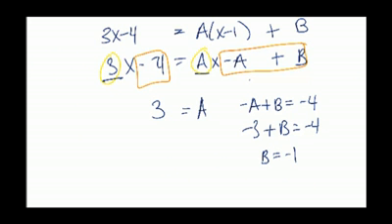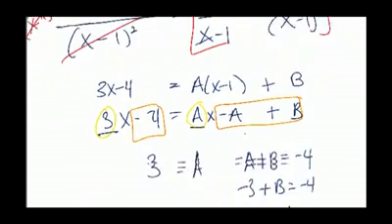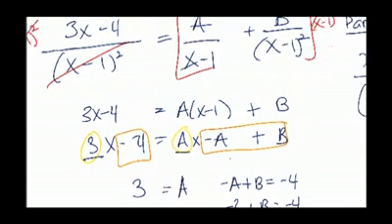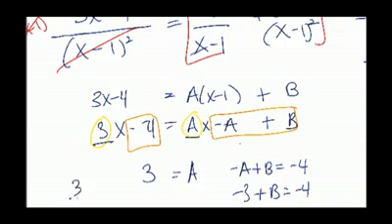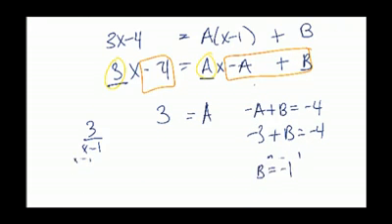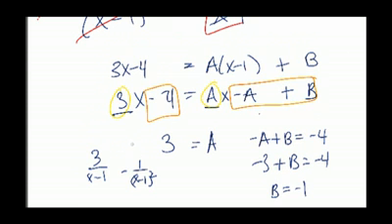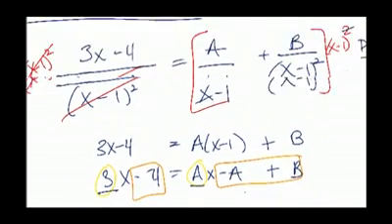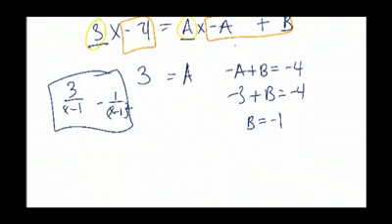So once you get that, plug back in: 3 over x minus 1, and then minus 1 over x minus 1 squared. So this is what it is decomposed. If you're in pre-cal, you can stop watching the video. But if you're in calculus, keep watching.